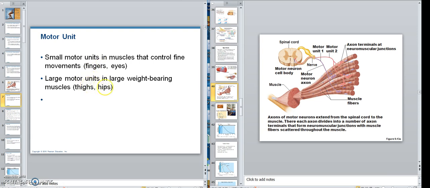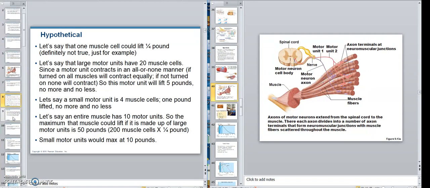Large motor units are in the thighs and hips. You don't need fine control on the thighs and hips. You just need strength. What do you need? Strength. So you want large motor units. Even if you're dancing and a good dancer, you're still going to need strength. Okay? So try to see what I'm talking about here.